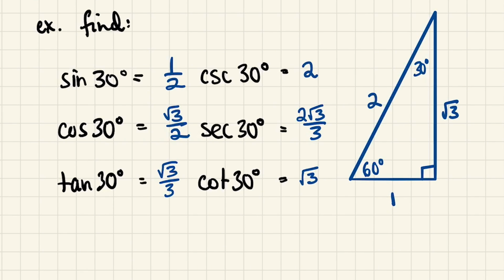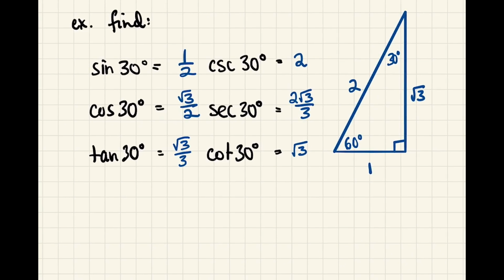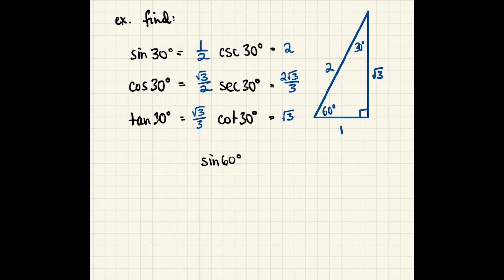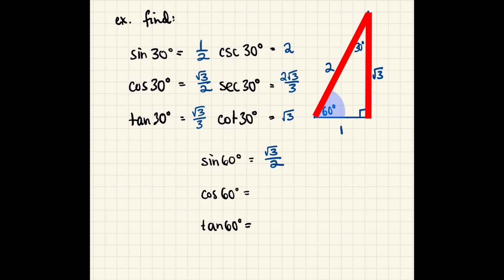All right, well, what about other angles, like the 60 degrees? We could ask, what's sine of 60 degrees? What's cosine of 60 degrees? What's tangent of 60 degrees? Let's just go for those 3. So now we're putting our attention on the 60-degree angle. Opposite is rad 3, hypotenuse is 2, so sine of 60 is rad 3 over 2, opposite over hypotenuse. Cosine of 60 degrees, adjacent over hypotenuse, so that would be 1/2. And tangent of 60 degrees, opposite over adjacent, so rad 3 over 1, which is rad 3.